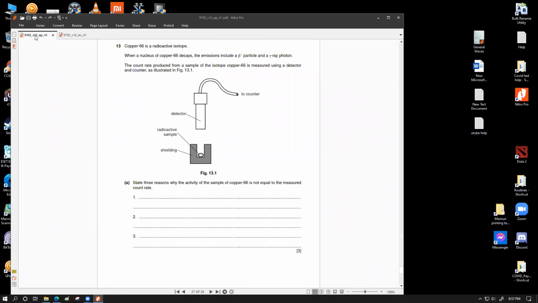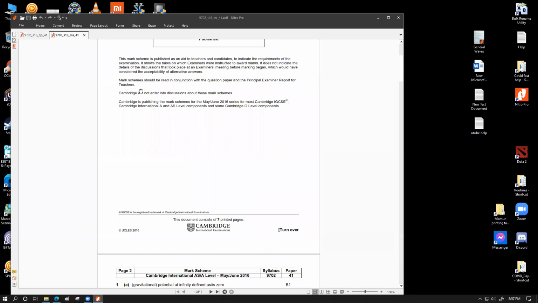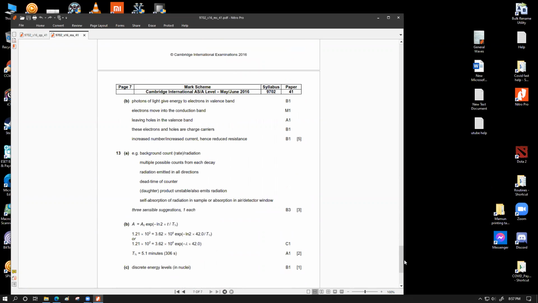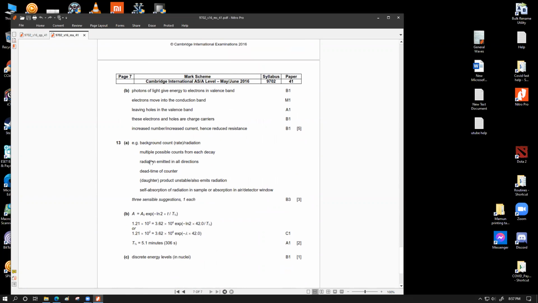Let's have a look at the mark scheme because I honestly cannot think of a third reason. Maybe if I take time, I might come up with one, but it's quite unlikely. Things usually pop up. Multiple possible counts from each decay. Oh, yes. This is a good one.